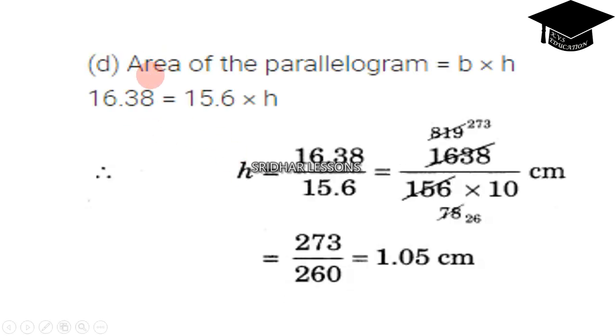And next, question D. He has given the area of the parallelogram as 16.38 and the base value is 15.6. We have to find the height. Height H equals 16.38 by 15.6. So upon cancellation, we have got the value of 1.05 centimeters.